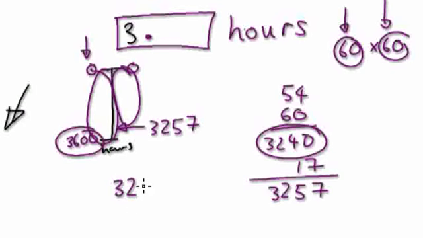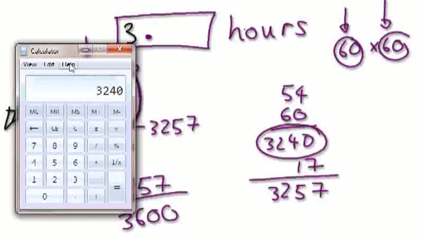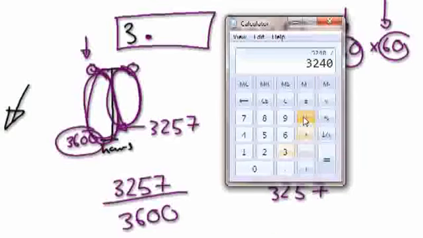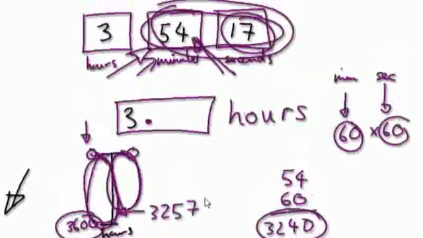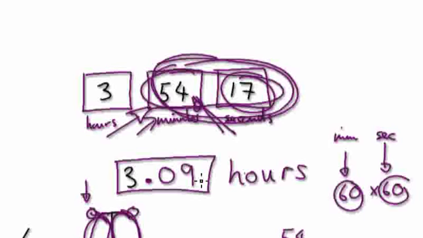So it will be this: 3257 over 3600. So it's just this part divided by the whole part here. That will give you the decimal representation. So here it would be that number divided by 3600 equals this 0.9. So this bit here is actually 0.9.